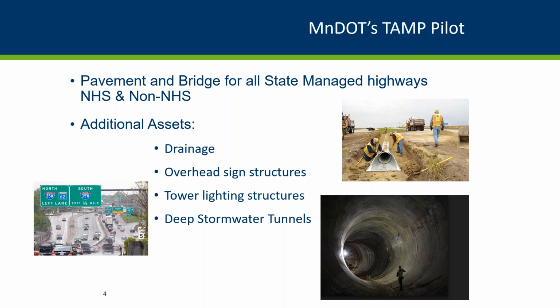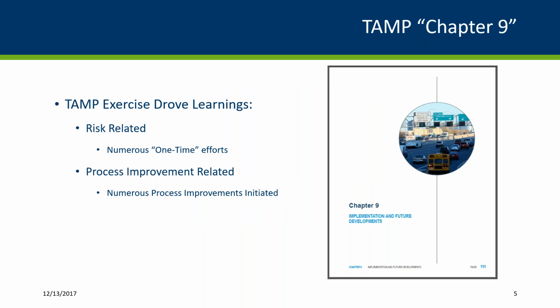And then finally, in our TAMP, Chapter 9 is really the implementation priorities and future developments that we charged ourselves with. It was really sort of an informal self-assessment. I'll get into a little bit more as we move forward here.